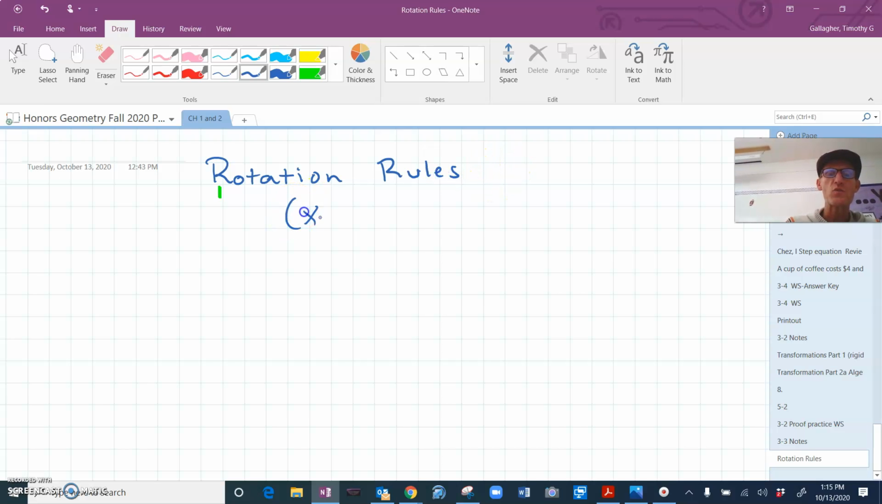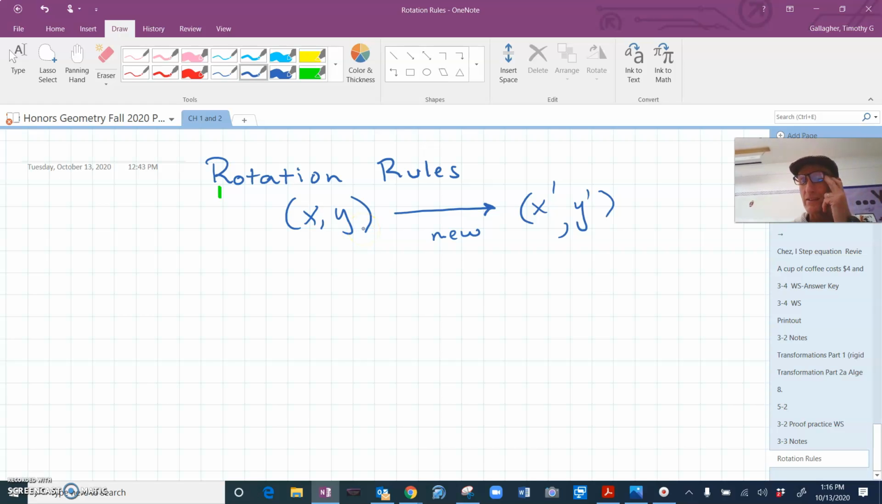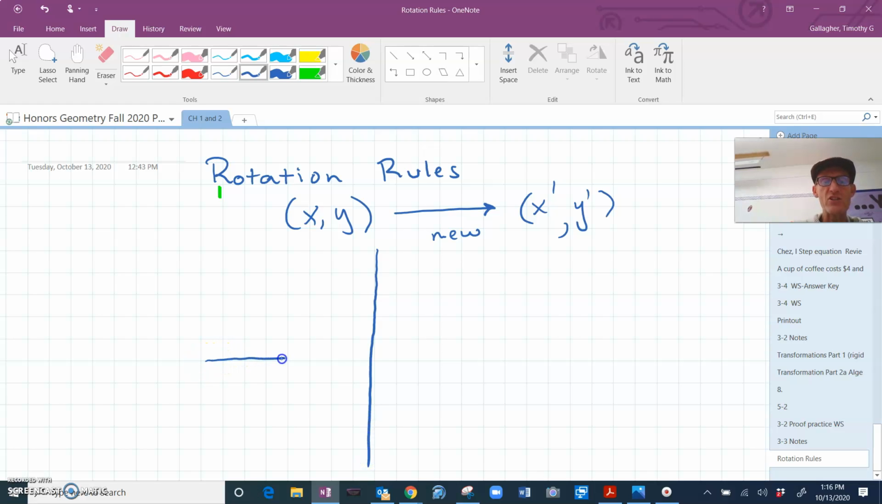So what do the X and Y, the points on the figure, change to? The new X and the new Y. What happens to the points when you rotate the figure? The first one is rotation rules, and the second one is going to be dilation rules, and I'll tell you about that.